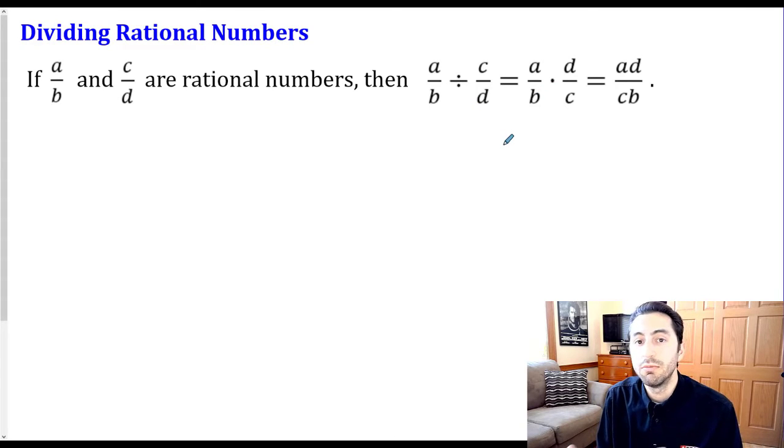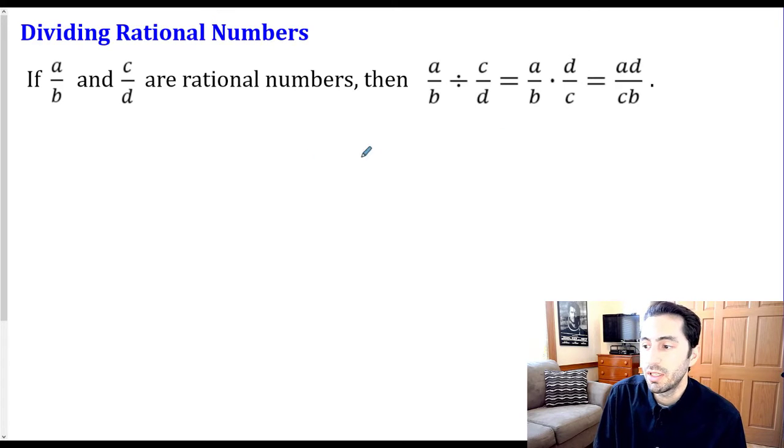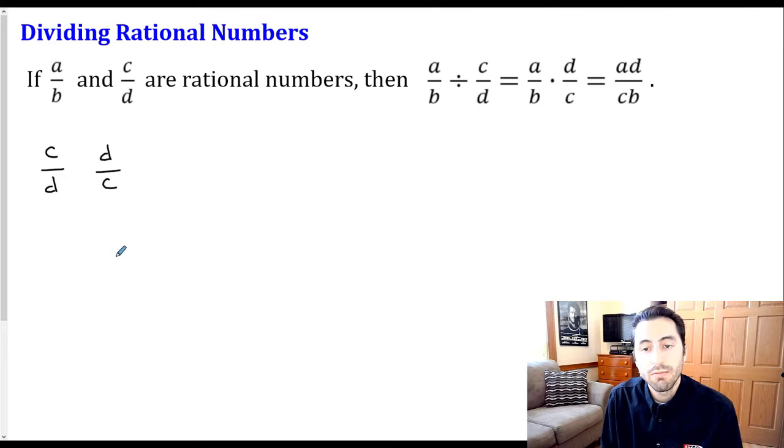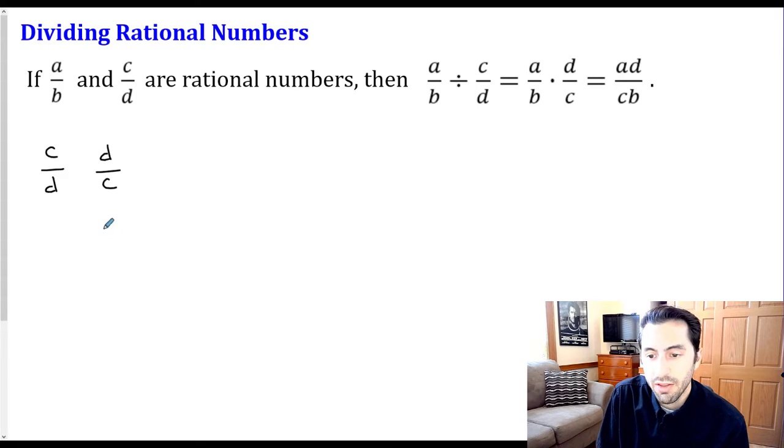So why do we change it to multiplying by the reciprocal? To explain that, let's take a look. We'll keep it general, so we'll keep using variables. But one thing we need to know before we can explain this is exactly what a reciprocal is. Two fractions are reciprocals when we flip one of them, so we switch the numerator and the denominator. So c over d and d over c, these are reciprocals of each other. What that means is when I multiply them together, I end up with the result of 1.